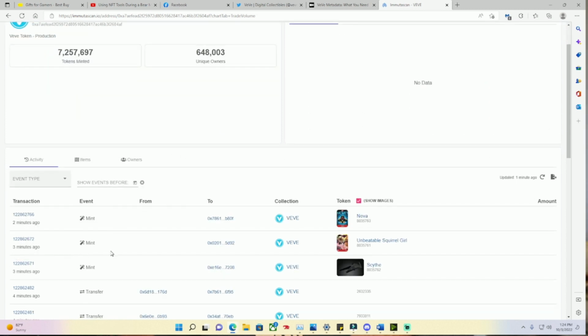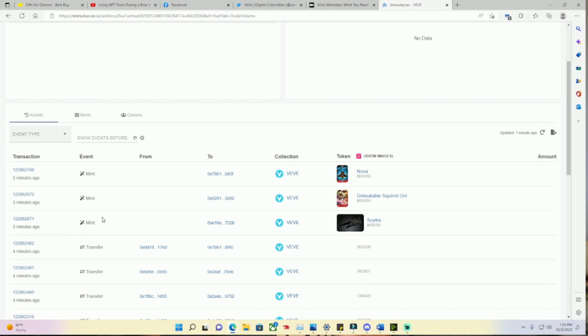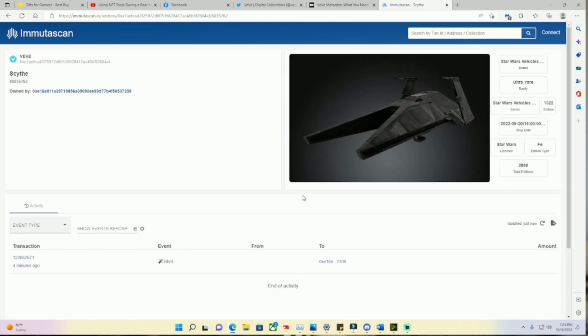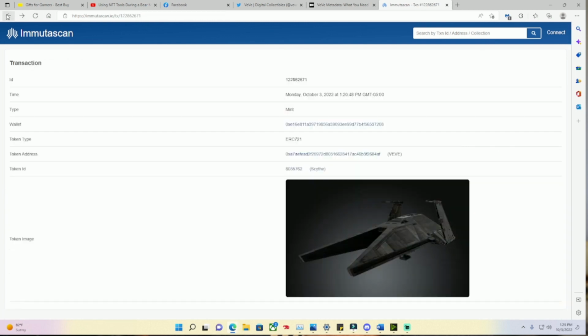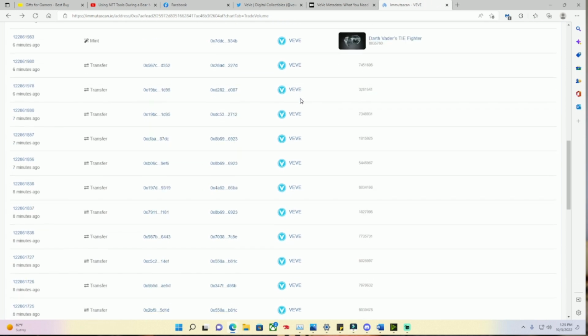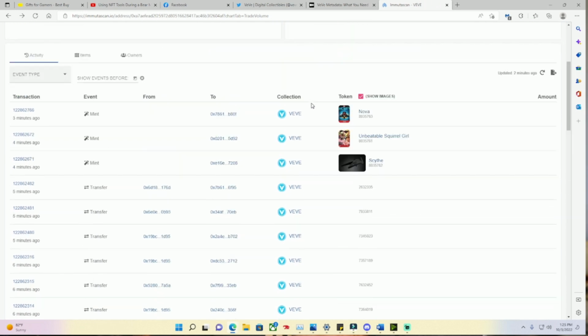So back to it, the Scythe was minted 3 minutes ago. If we go and click on that transaction, we can see everything about the Scythe. This is the token ID. It's an ERC-721. It's from Veve and it was minted. And here again at the top right, you can see the brand, the rarity, the image, the series, edition, drop date, license or edition type, and total editions. This is a really big update for Veve to implement. Again, just a lot more important for people to be able to see all of this metadata on Immutable X.